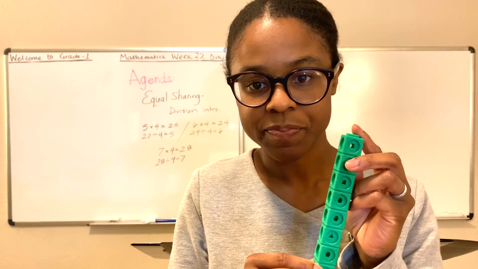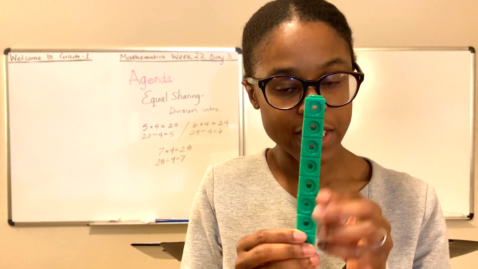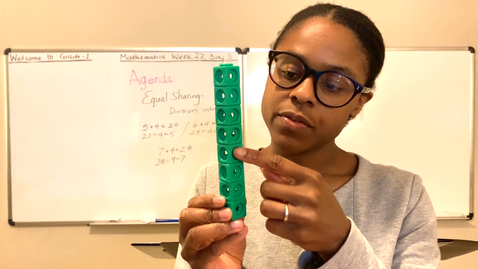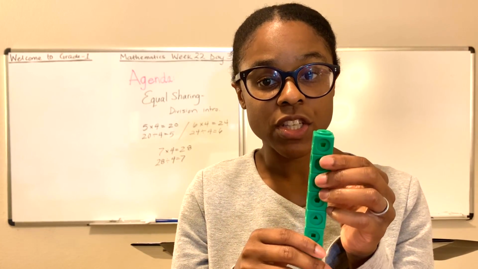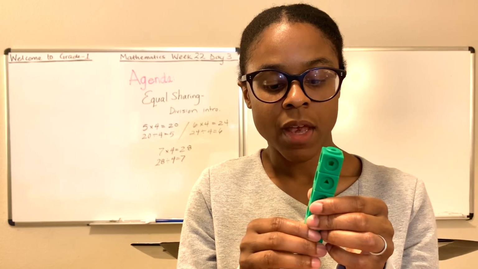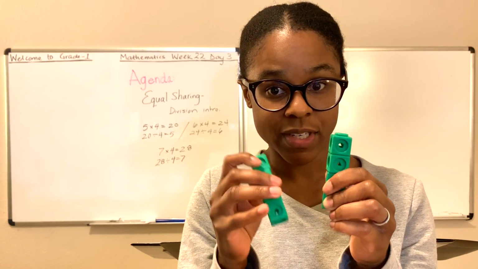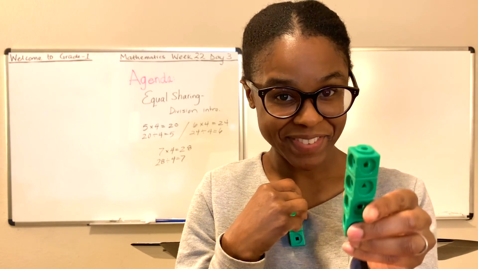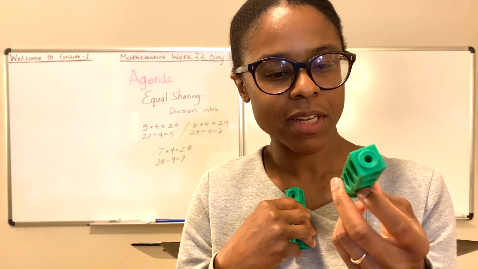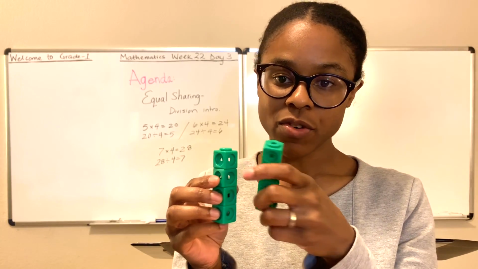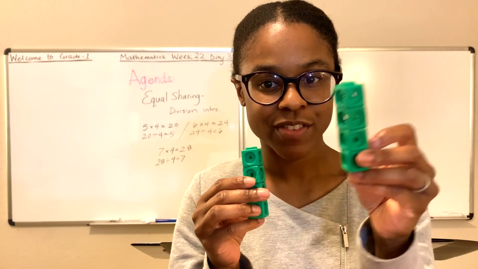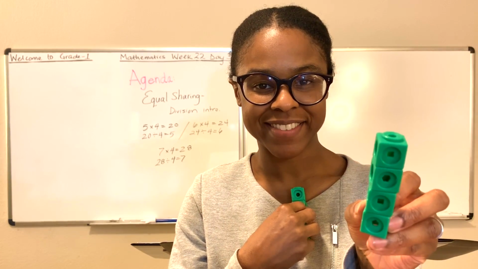Last one for today. I have 8 units here: 1, 2, 3, 4, 5, 6, 7, 8. 8 units. If I wanted to share this with 2 friends, I would break this into 2, 1 for me, 1 for you. But how many cubes will we each get? 1, 2, 3, 4. We both get 4. 4 for you, 4 for me.